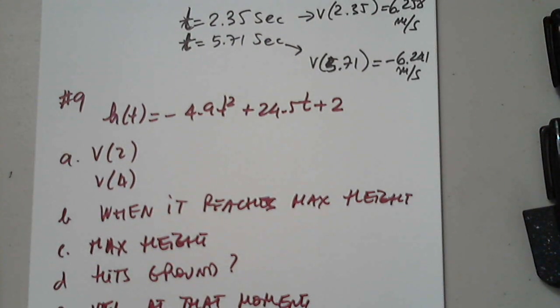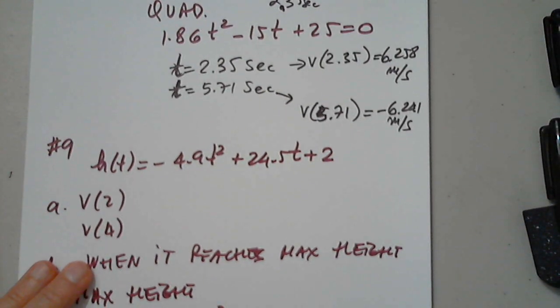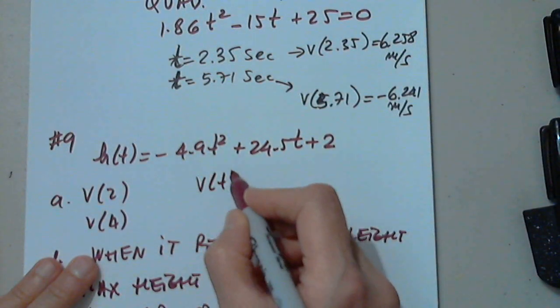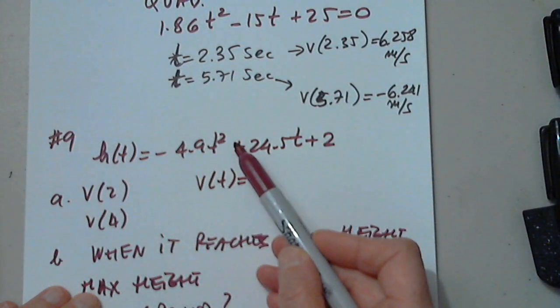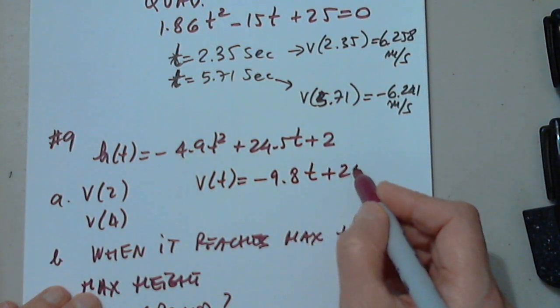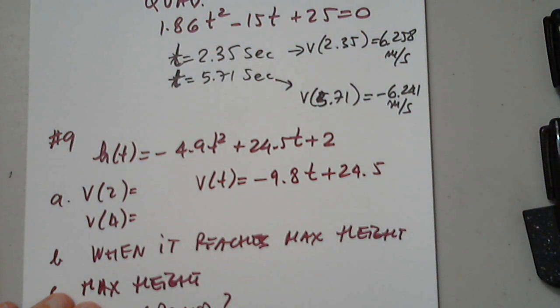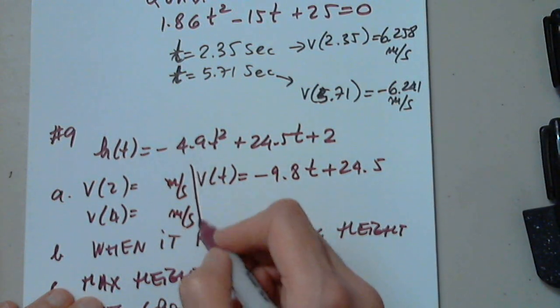Okay, so V of 2 and V of 4, we just had a similar problem a couple of minutes ago. So let's find V of t and then plug it in. So 4.9 times 2 is 9.8, negative 9.8 t plus 24.5. So I will find, just to make sure again, it's in meters. Everything is in meters per second, isn't it? Yes, meters per second. Perfect. So this will be meters per second, meters per second.